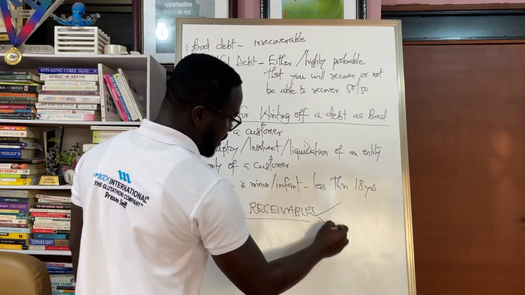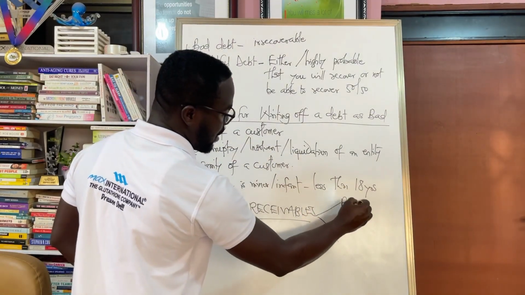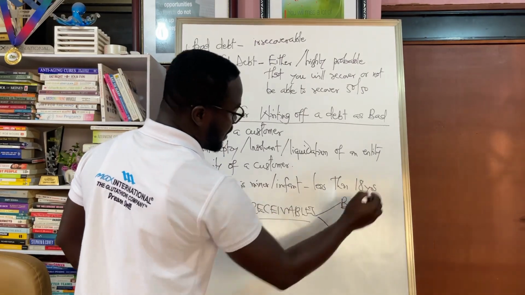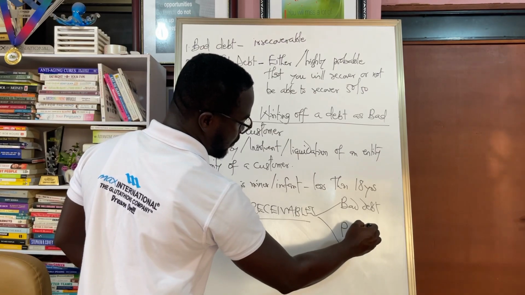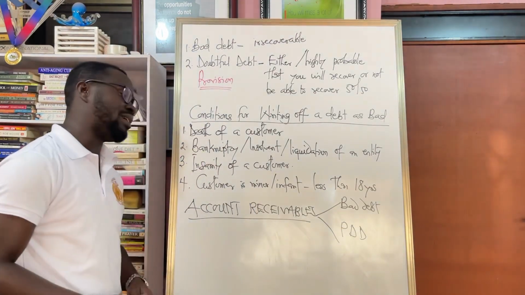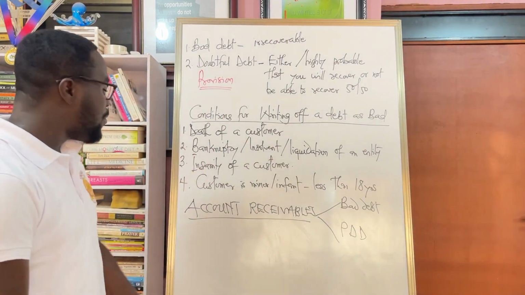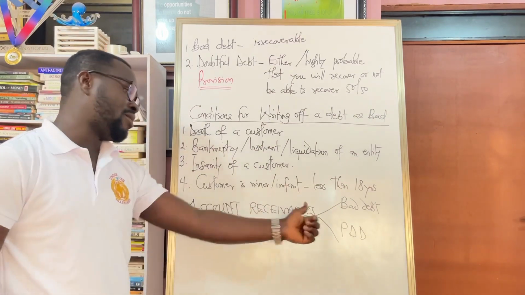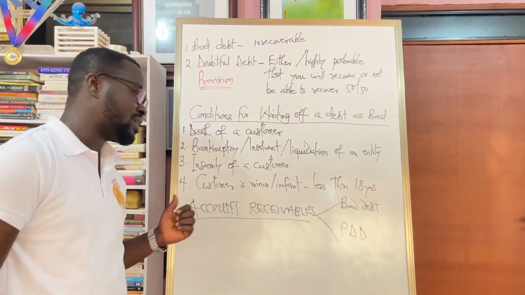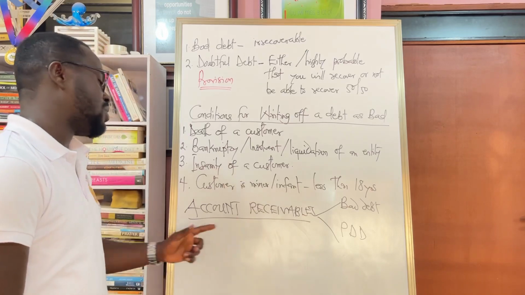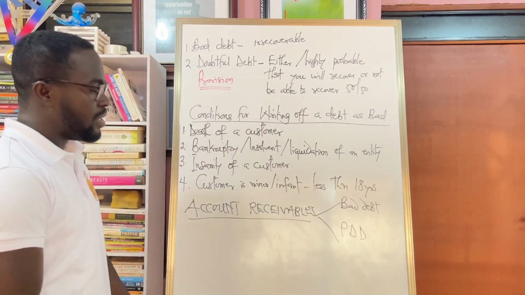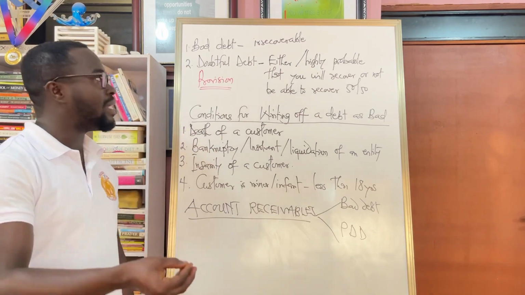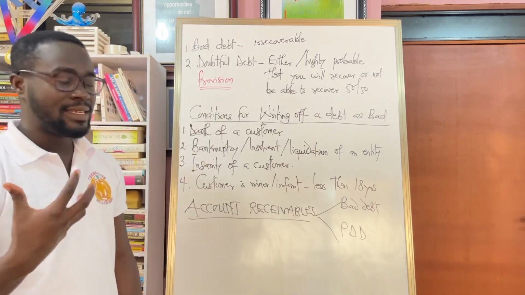And within the account receivables, we can get bad debt, and we can get provision for doubtful debt, PD. Bad debt will arise from account receivables, and provision for doubtful debt will also arise from account receivables. But among these two, the most certain one is the bad debt. You are certain that the thing is bad.